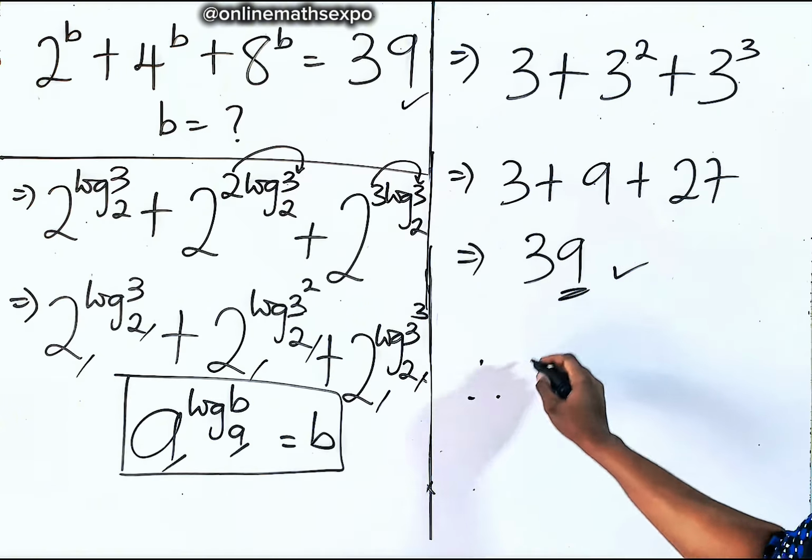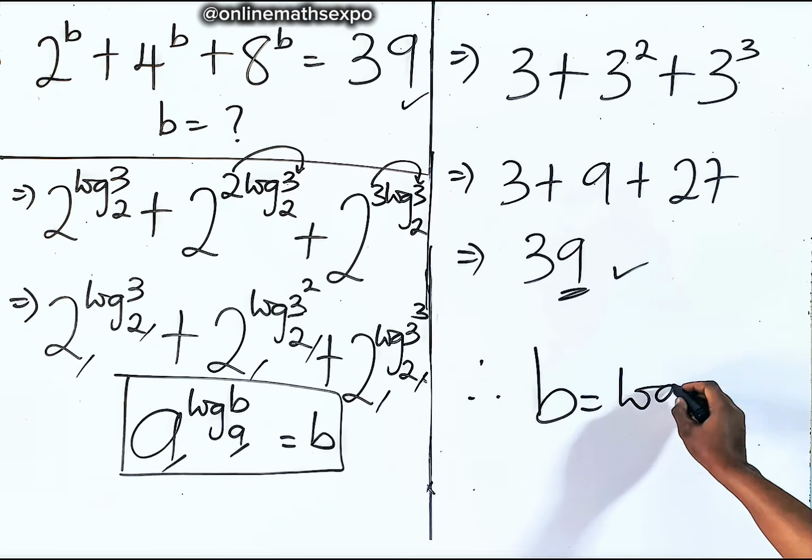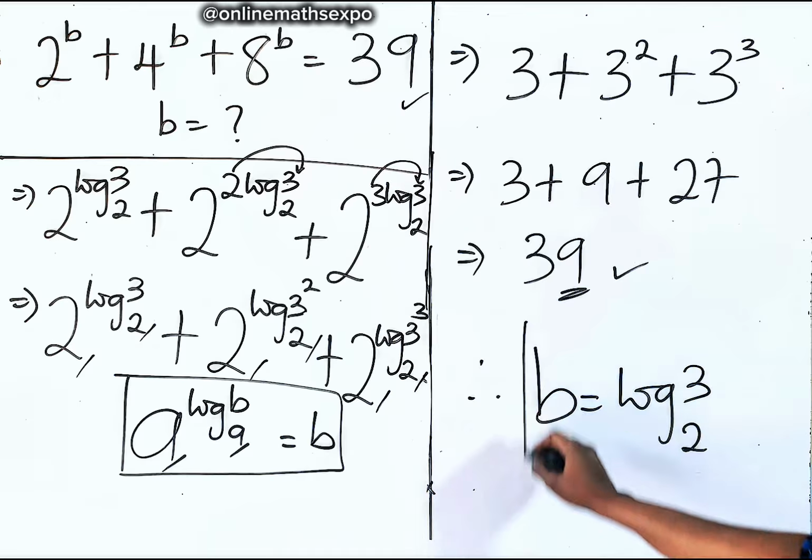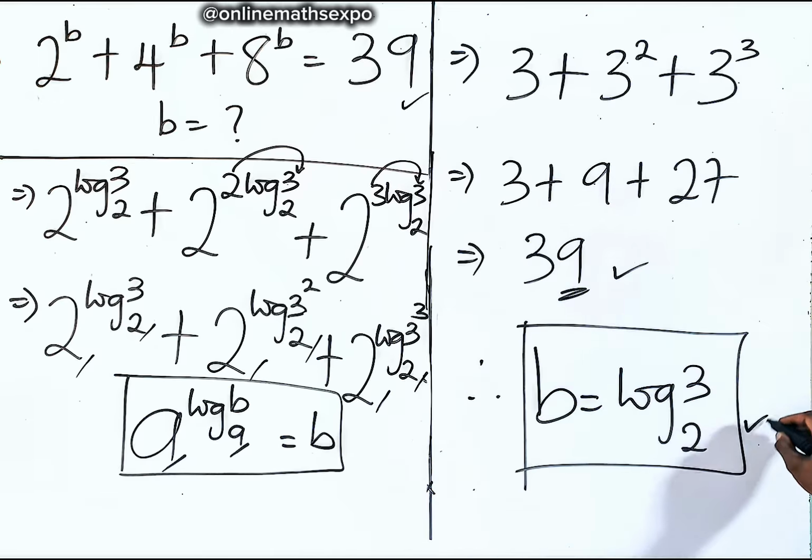So it means that the value of b we got as log of 3 base 2 is absolutely correct.